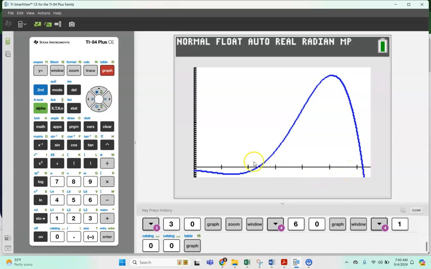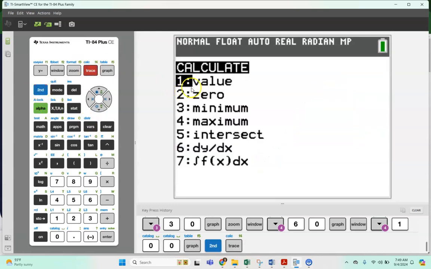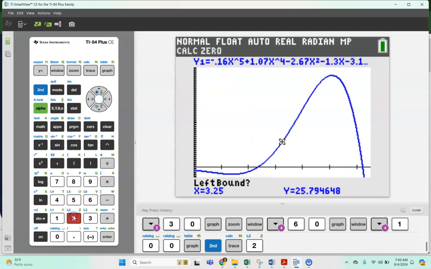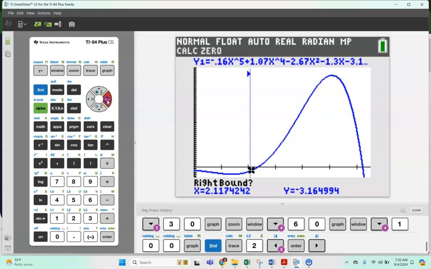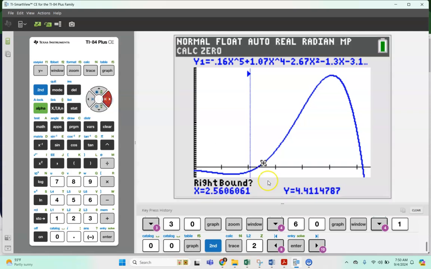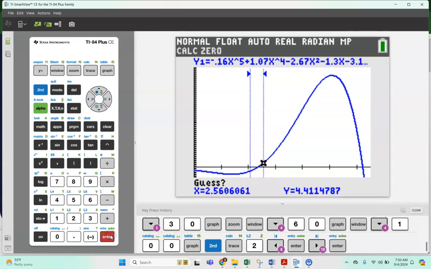Are you with me? Alright, so let's find the first zero first. You go to second, calc, you do zero, number 2. It's going to ask 3 questions, left bound, right bound, guess, just like the maximum and minimum. So if that's the first zero you want to look for, your left bound needs to be left of this zero. So I'm going to go to the left of that. Hit enter. Right bound, you want to go to the right side of that zero. Make sure your y value is positive there. So one y value has to be negative, one y value has to be positive. That's how it determines it. Okay, there's my window.